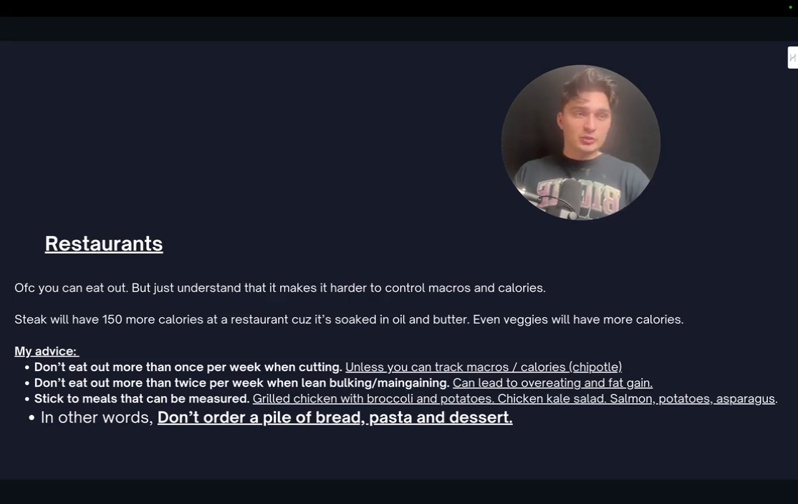Okay, if you're going to a restaurant, don't get a pile of bread, pasta, and desserts, right? Get grilled chicken, broccoli, and potatoes. Get a chicken kale salad. Get salmon, potatoes, and asparagus, because no matter how many unnecessary additional calories they contain, it's still going to be healthy. It's still going to be a low calorie option. So if you can, don't go for a pile of bread, pasta, and dessert.